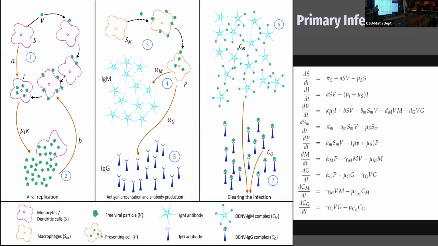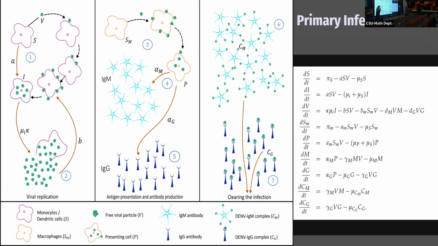You can see here, this first column is exactly the same as in the previous video. We have a targeted cell, monocyte or macrophage, which will then produce millions of virus. This is viral replication.